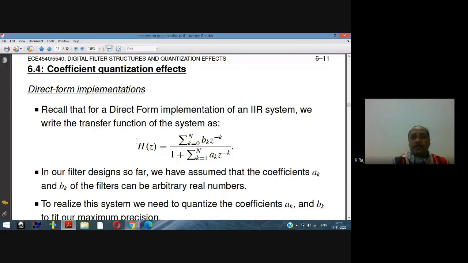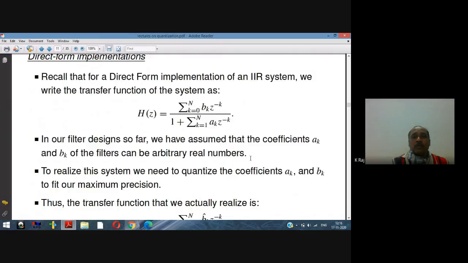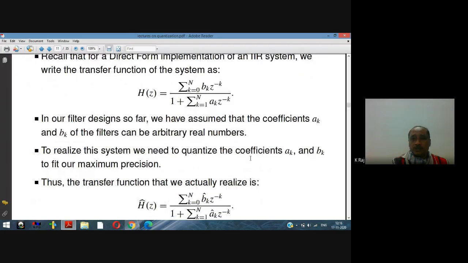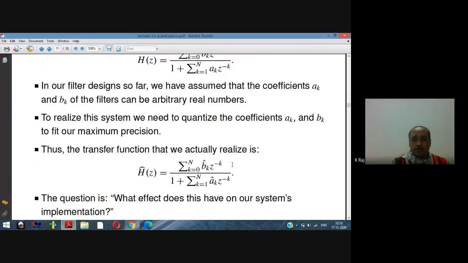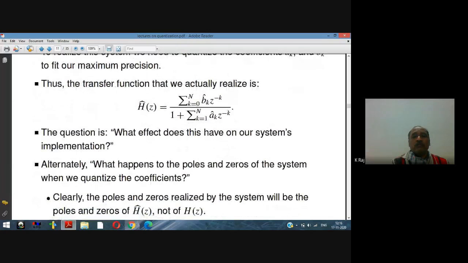Now, if we consider a transfer function H(z), and that is the direct form, this may be represented as the summation k equal to 0 to n of b_k z to the power minus k, divided by 1 plus the summation k equal to 1 to n of a_k z to the power minus k. And we have to use the a_k and b_k as the coefficients here. To realize this system, we need to quantize the coefficients a_k and b_k with a finite number of bits. So due to this finite number of bits, the coefficients are quantized and the values of the coefficients are modified as b_k cap and a_k cap.